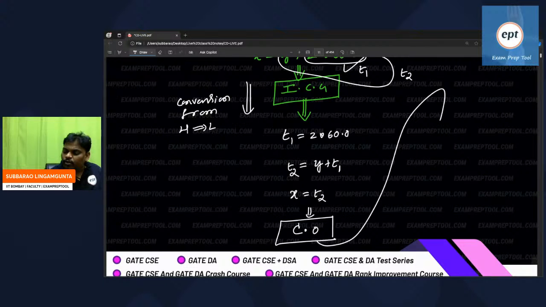Some people are asking, sir, how will you minimize? Very simple. See this one: T1 is equal to Z into 60.0. First do multiplication. With that multiplication answer, Y plus T1, the addition goes to T2. That T2 goes to X. Why don't you store directly in X only? If there is a possibility, do optimization. Why are you storing the result into T2 and finally T2 into X? Why are you unnecessarily expanding? If there is a possibility, optimize.